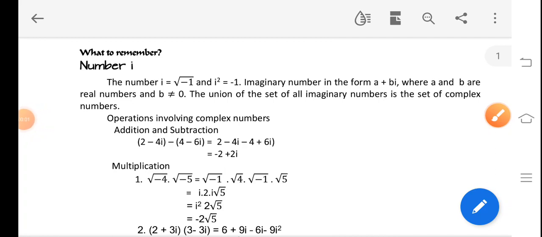The complex numbers. The number i, by definition, is equal to the square root of negative 1, or i squared is equal to negative 1. The complex numbers can be written in the form a plus bi, where a and b are real numbers and b is not equal to 0.